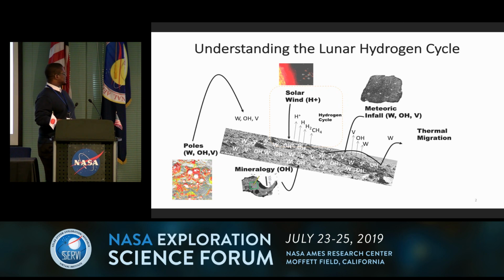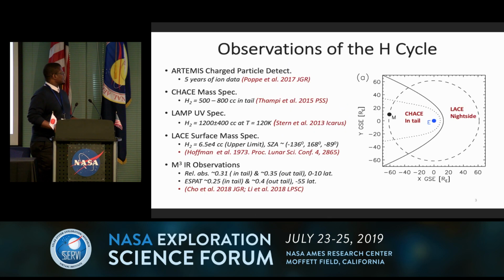So implantation can implant hydrogen and it can combine with other atoms and molecules in the surface, forming various molecules like methane or hydroxyl. So, as any good scientists, we want to try to break this problem down to understand it. And so what we're focused on is how proton implantation forms hydroxyl in the surface, and also how hydrogen diffusion out of the surface sources the H2 exosphere. And so these have been observed in various different forms.